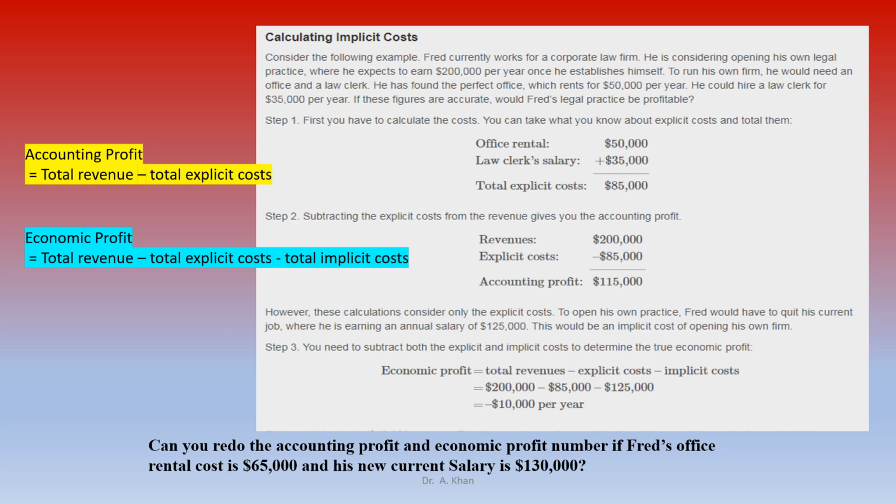In this brief video tutorial, I would like to share with you a hypothetical scenario in which we explain how the accounting profit and economic profit calculations work. So here is the scenario.